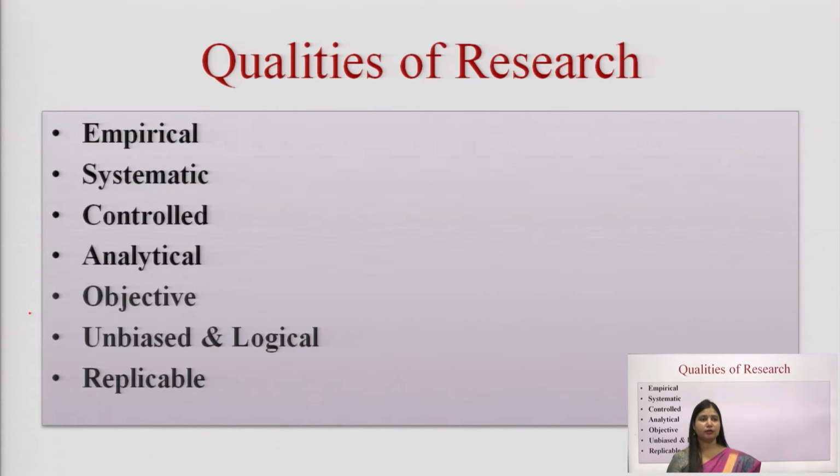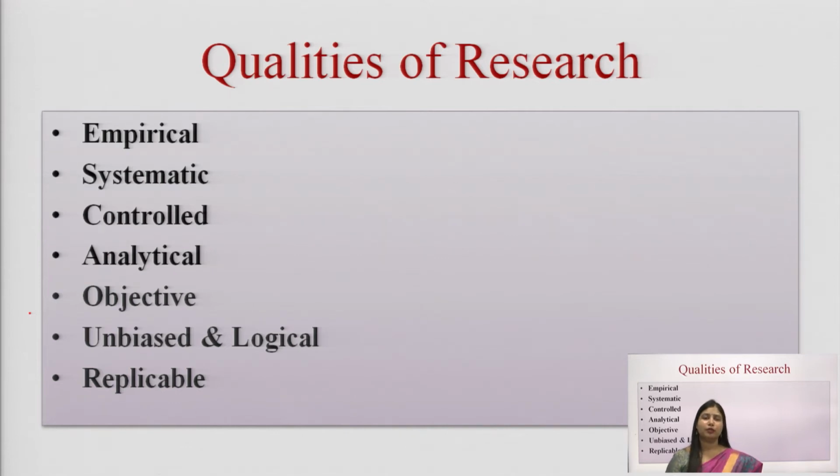The next thing is that research should be controlled. What do you mean by control? When you do research, suppose you are studying two factors, two market forces, but in the market there are many forces working at the same time. So, you have to control the other factors, so that you will get a better understanding of how one factor is affecting the other.